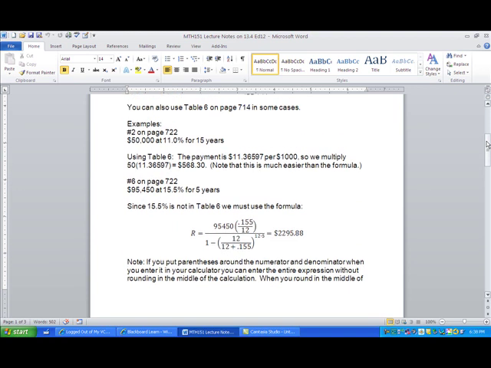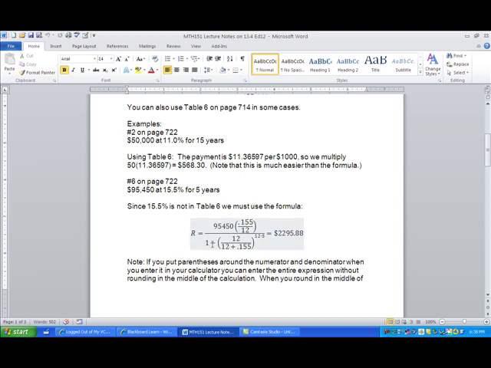Now, unfortunately, in some cases, we cannot use the table. So let's look at doing the formula. We're looking at, in number 6, taking out a mortgage of $95,450 at 15.5% for 5 years. 15.5% is not in table 6, so we must use the formula. In place of P, we put the amount of the mortgage, which is the principal, $95,450. Our rate is 15.5%. Note that we change that to a decimal, 0.155, divided by 12.